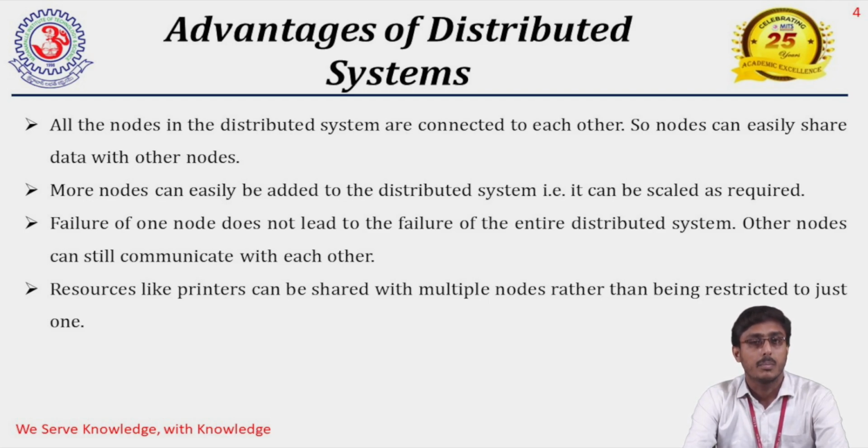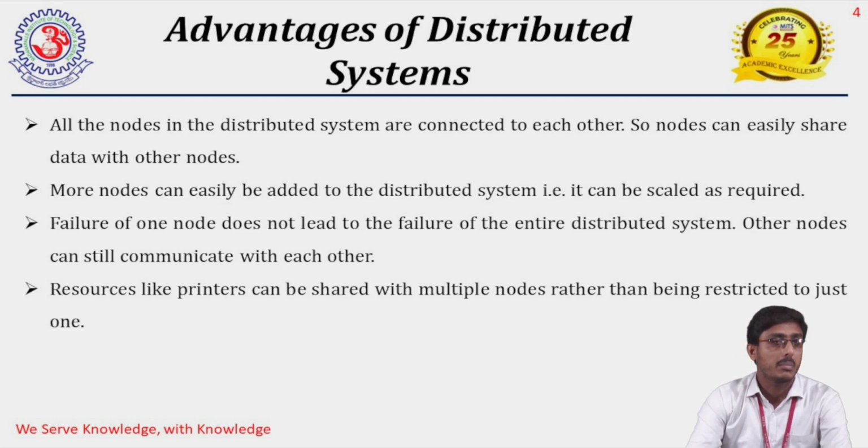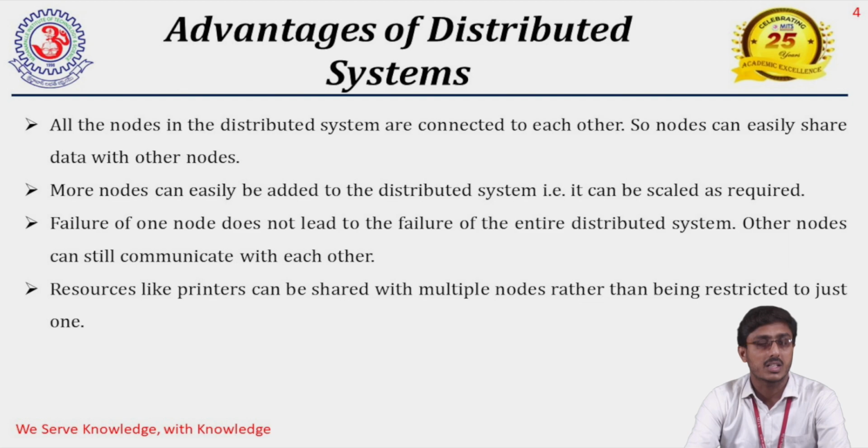And again, the main motto: resources like printer, scanner, and additional things like a projector will be shared between the multiple nodes. That is the advantage of a distributed system. Up to now, what we have seen is that each and every node may be connected, and resources will be shared easily between n number of systems. Node adding will be easy, and failure of one node will not affect the entire network. These are all the main advantages of the distributed system.